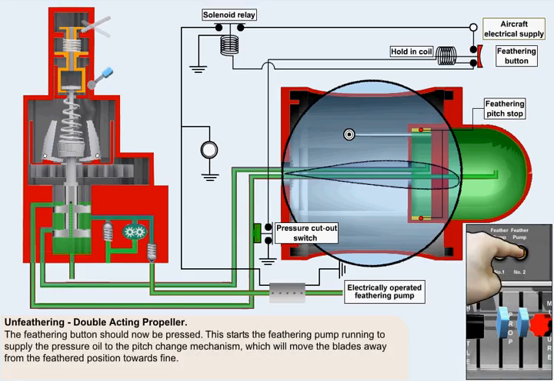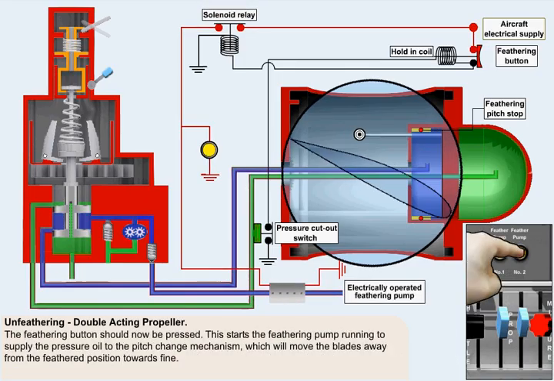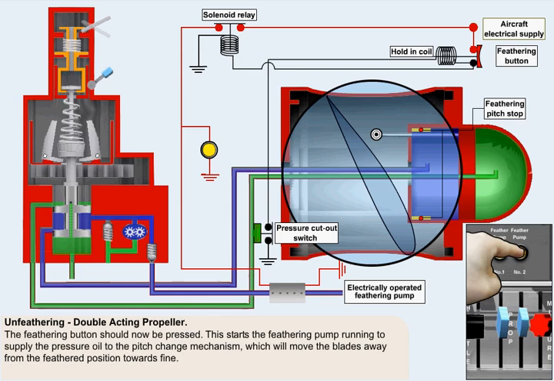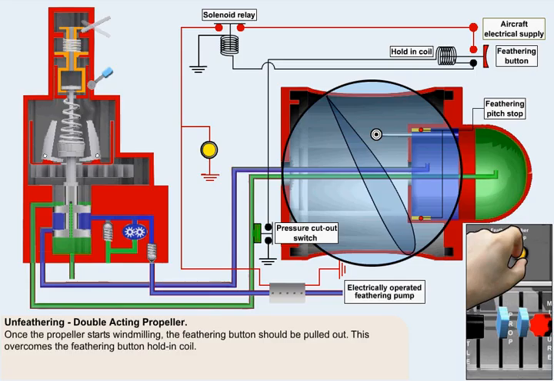The feathering button should now be pressed. This starts the feathering pump running, which will supply the pressure oil to the pitch change mechanism to move the blades away from the feathered position towards fine. Once the propeller starts windmilling, the feathering button should be pulled out.